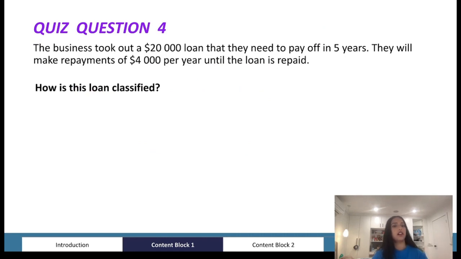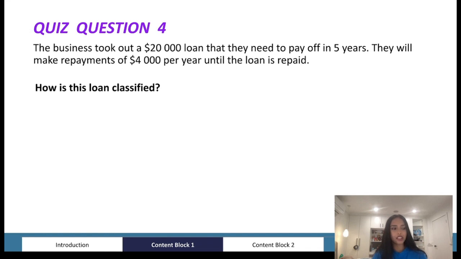Okay, so here's another quiz question. The business borrows $20,000 as a 5-year loan. For each of the 5 years of the loan, the business will pay $4,000 to the bank until it's repaid. How would this loan be classified, and which accounting element would the loan be? That's what classified means. You need to classify what accounting element it is. So you need to say the element, the definition, and link it back to the question. I'll give you 2 minutes to have a go.